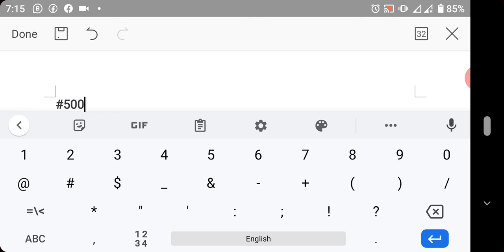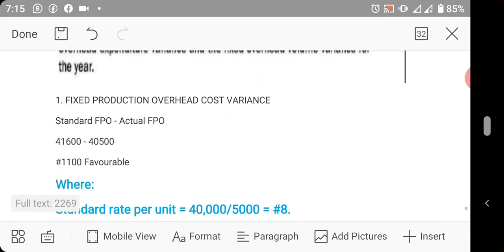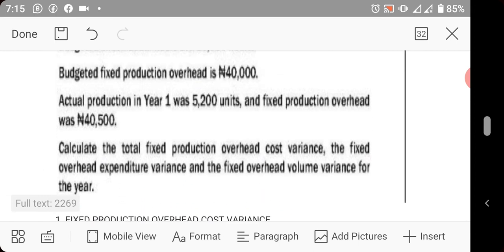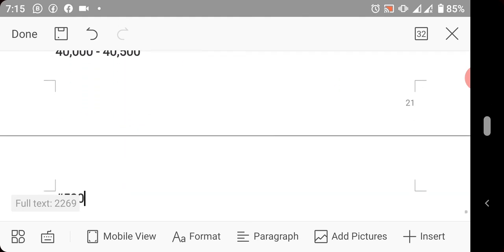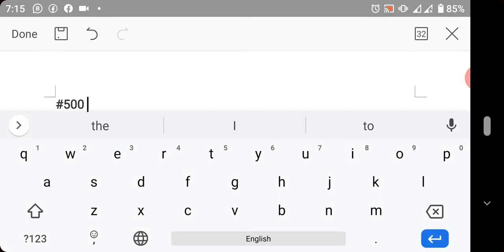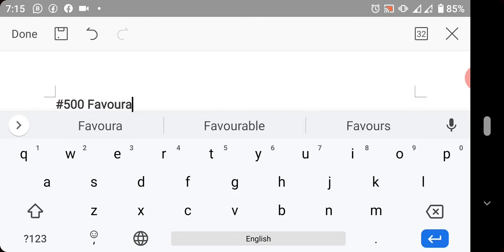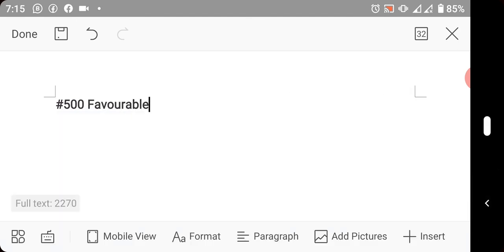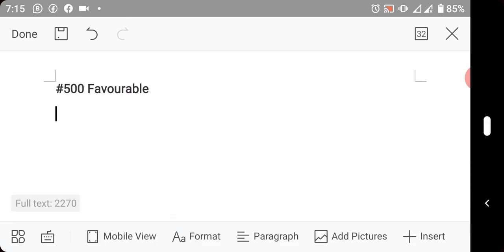Now most of you would want to say it is adverse. It's not adverse. Before you can judge whether it is adverse or not, you check the budgeted units and the actual units. The actual unit is 5,200. The budgeted unit is 5,000. So the actual unit increased. So it is favorable. You must be very, very careful here. It is favorable. Since it is favorable, we are good to go. So you move on to the next level, and that next level is what?